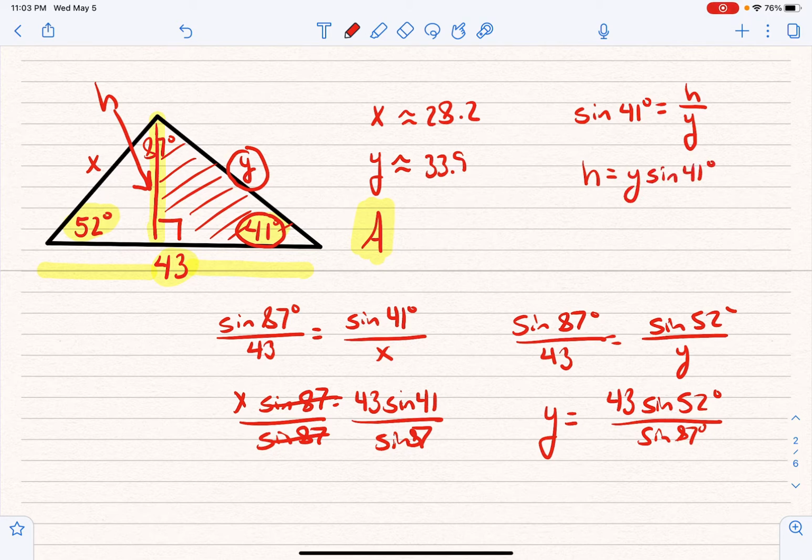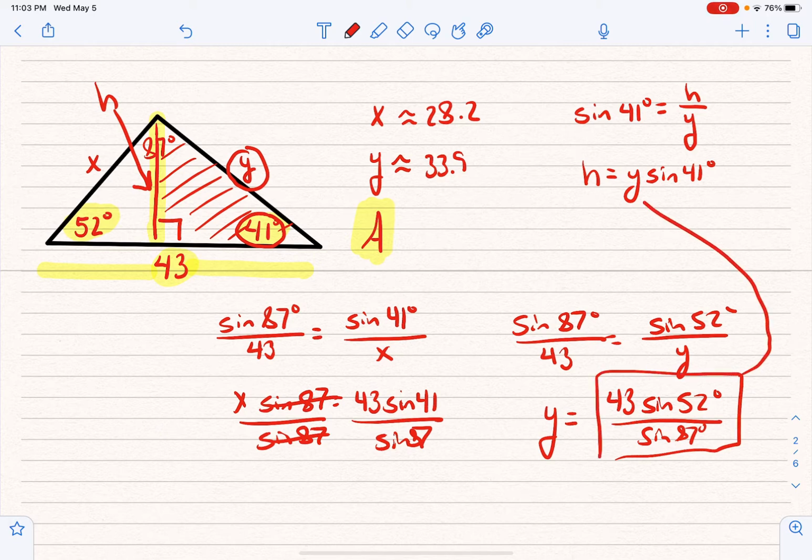All right? And so now if I wanted to get the closest to the exact height, what I would do is take this value right here and plug it in for y, because that's what y is. I could grab my calculator and say 43 times the sine of 52, close the parentheses, divided by the sine of 87, and hit enter, and that gives me 33.93096, and then just hit times sine of 41, and hit enter, and that gives me 22.26.